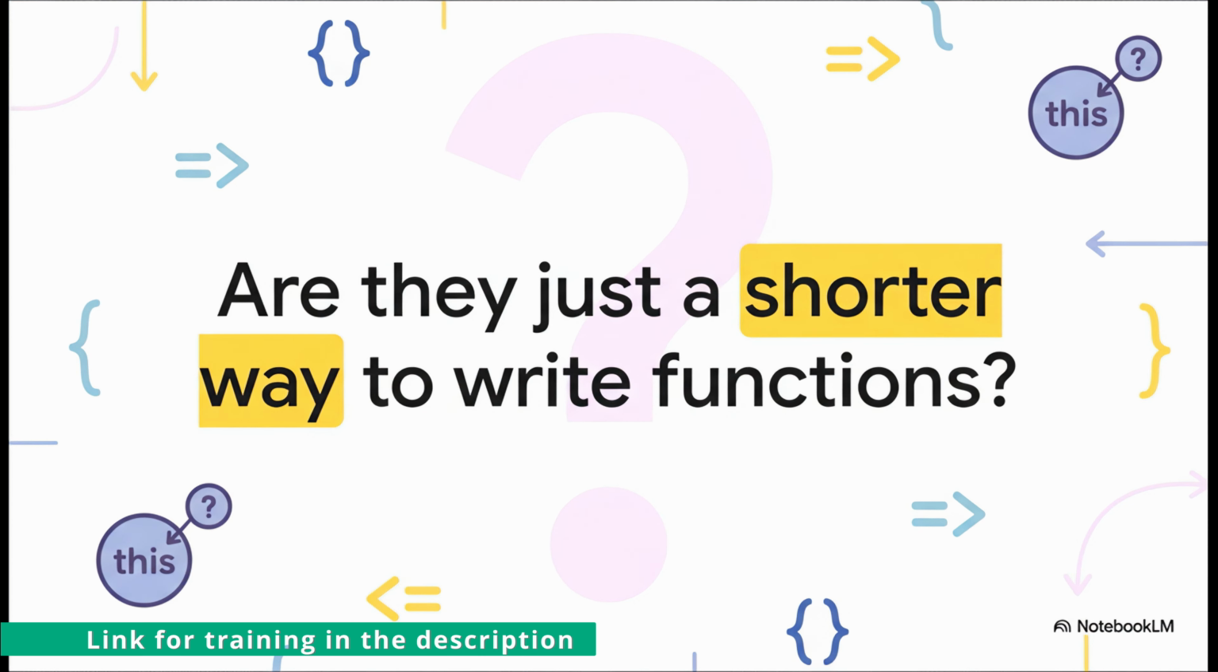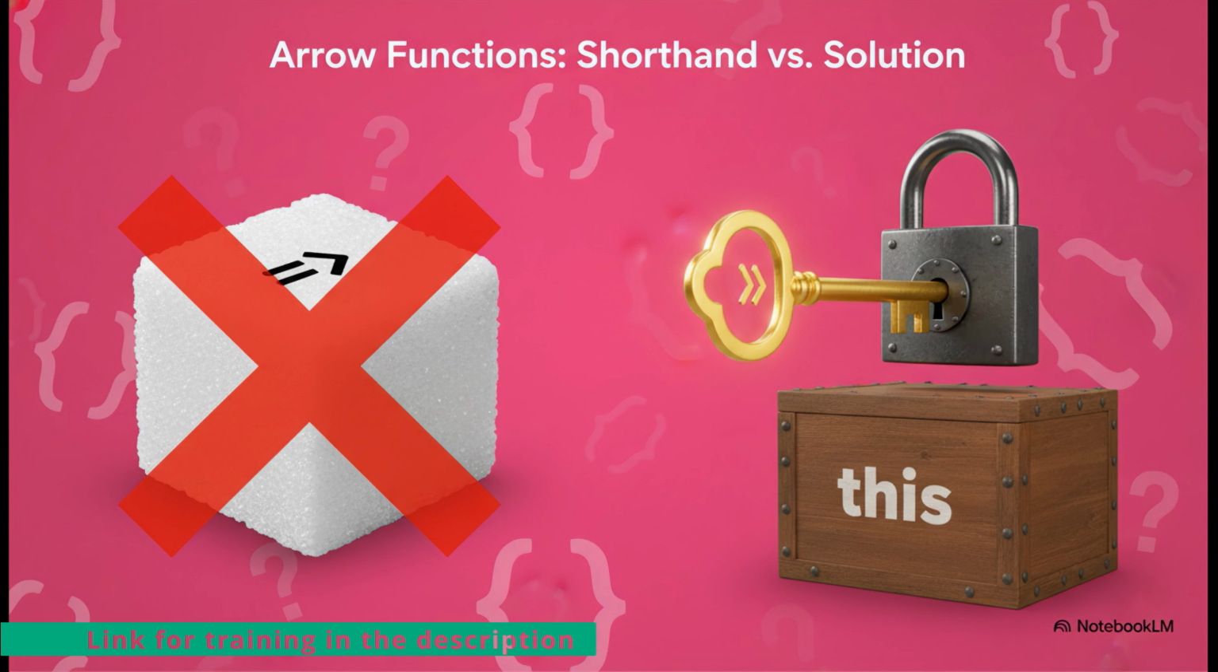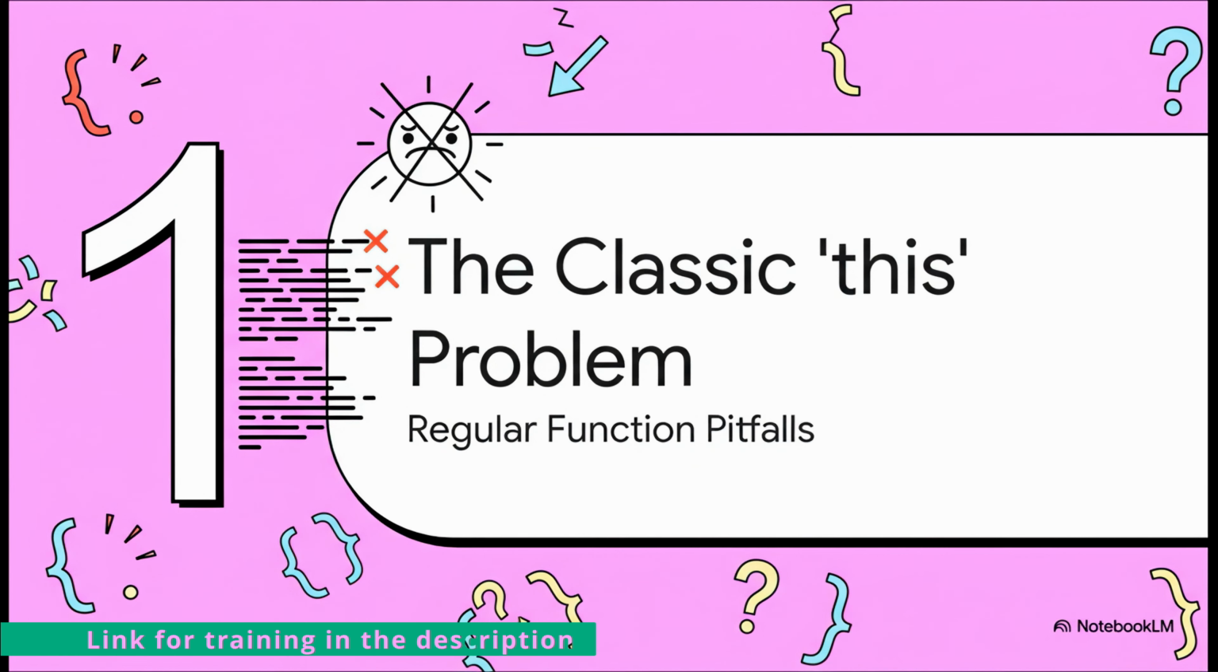Are they really just syntactic sugar, a simple shorthand for a regular function? That's probably one of the biggest misconceptions in modern JavaScript. And look, while the shorter syntax is nice, their real power, the whole reason they were created in the first place, is to solve a classic, and let's be honest, often frustrating problem with the this keyword. So, to really appreciate why arrow functions are such a game changer, we kind of have to understand the problem they were designed to fix. Let's talk about what I call the classic this problem.